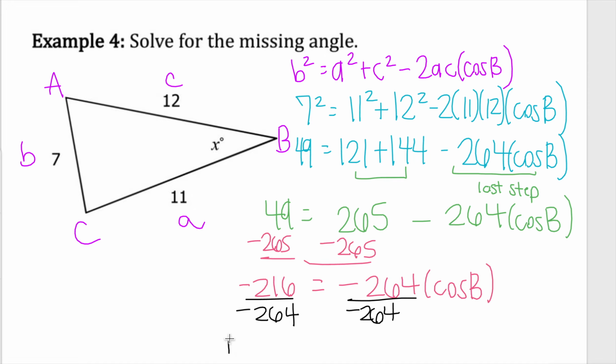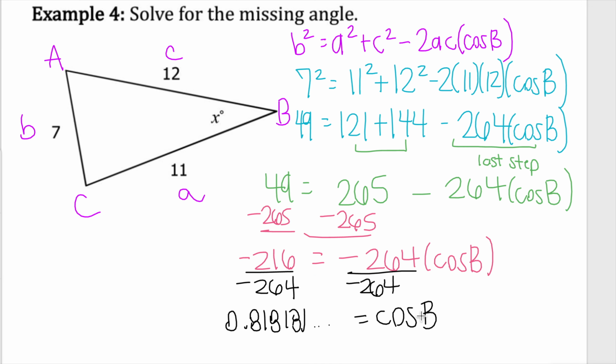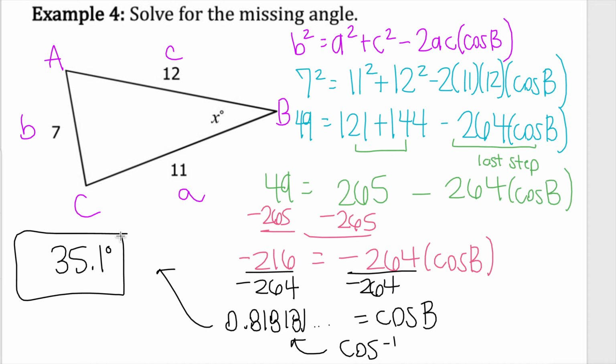is 0.818181 and so on. And that's equal to the cosine of B. Now we will take the inverse of the cosine of this decimal to figure out what our degree is, and that is going to give us about 35.1, rounded to the nearest tenth. Okay?